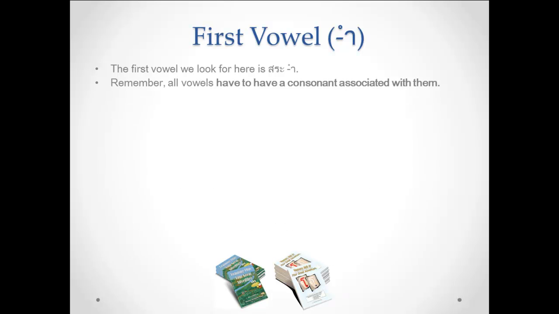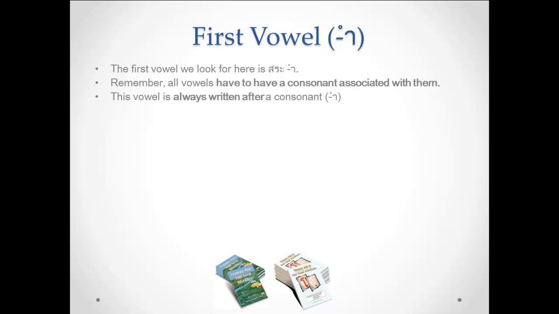Remember, all vowels have to have a consonant associated with them. There are no freestanding vowels in Thai. Like in English, we have the personal pronoun I, which is a freestanding vowel. Thai has to have a consonant associated with every vowel.